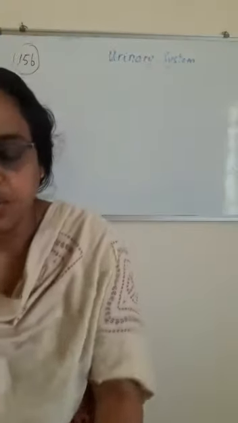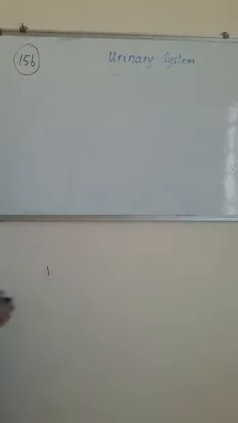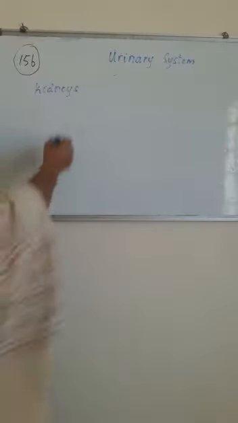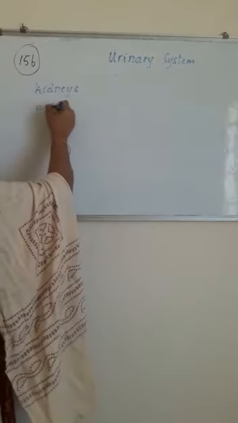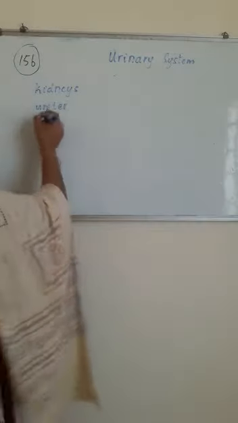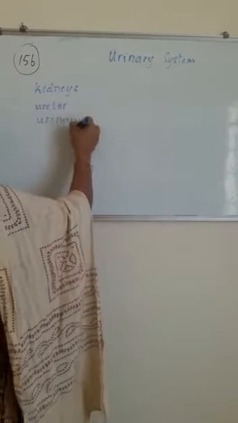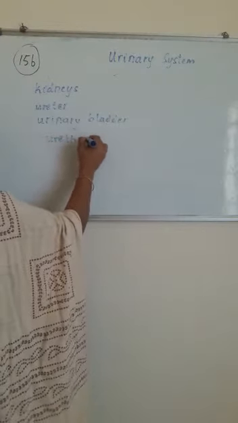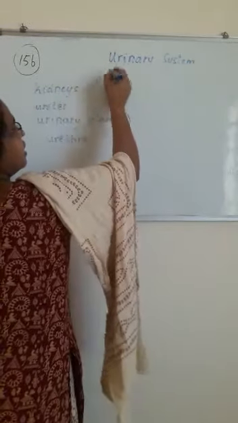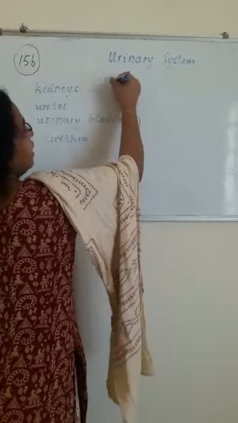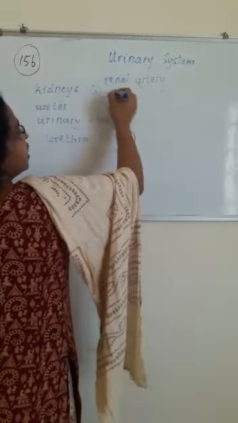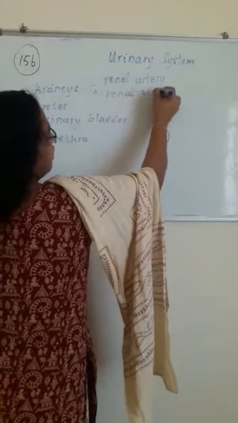So if we start off with the parts of the urinary system, there are two kidneys, then the ureter, then the urinary bladder, then the urethra. And the kidneys are supplied with oxygenated blood by the renal artery, and the deoxygenated blood is taken out through the renal vein.